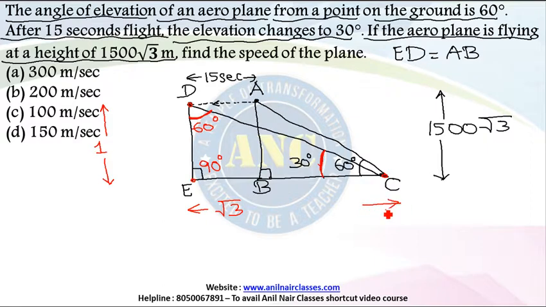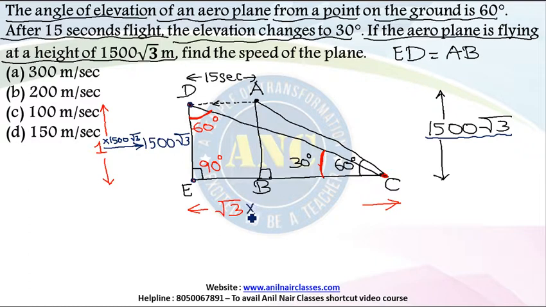I believe that you are able to understand. EC is nothing but root 3 units. But according to my assumption, DE value is 1 unit. But according to the question, DE is 1500 root 3 units. According to my assumption it is 1, according to the question it is 1500 root 3. 1 into which number is 1500 root 3? 1 into 1500 root 3 is 1500 root 3.